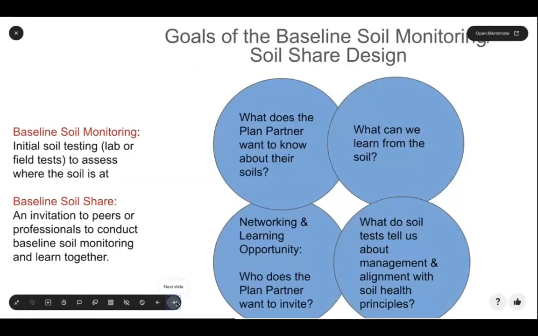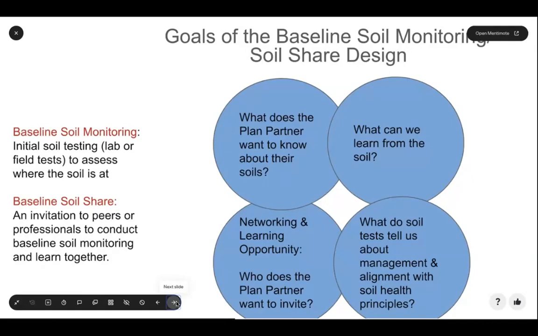So when we're thinking about designing a soil monitoring or a soil share workshop, we want to come with a framework of questions. But to back up, what do I mean by those terms? The baseline soil monitoring, I'm really talking about doing some initial soil testing, whether it's soil samples that you send off to a lab to then receive data back, or if you want to do on the ground field testing. Certainly you can gather lots of useful and relevant information both ways.